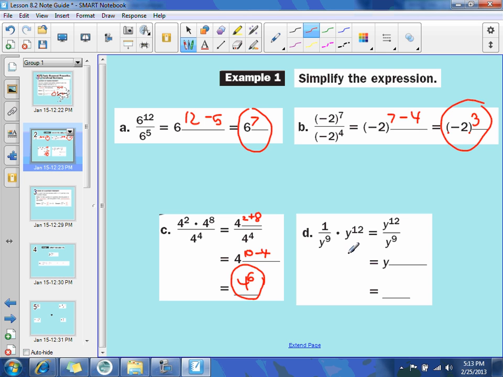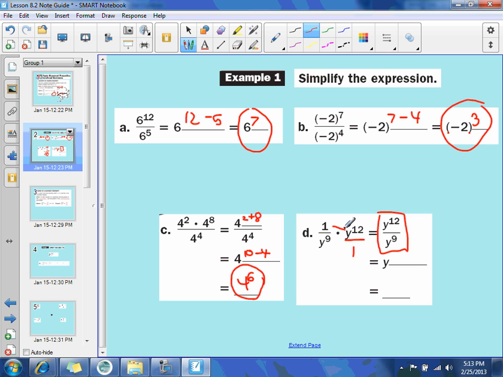Now letter D, you're going to see these problems a lot. They are a lot easier than they look. Look at what happened. I have 1 over y to the 9th power times y to the 12th power, and this is what you got. Y to the 12th power divided by y to the 9th power. Remember, when you multiply fractions, you literally need fractions. So we put y to the 12th power over 1.